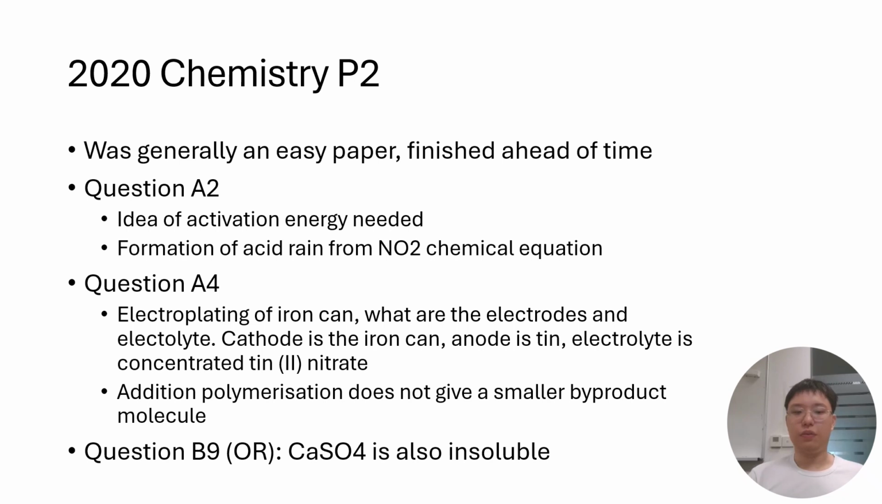The next one would be about addition polymerization as well as condensation polymerization. I learned the difference between these two is that addition polymerization doesn't give a smaller byproduct molecule, unlike condensation polymerization. And as for question B9, I found out that calcium sulfate is insoluble, so I should read up further on the solubility rules. And I think this is about QA, so it's something that I'm also not extremely familiar about, and I'm prepared to lose some marks on that.